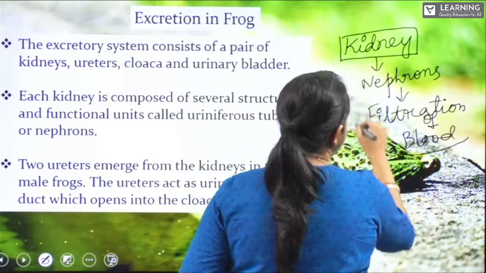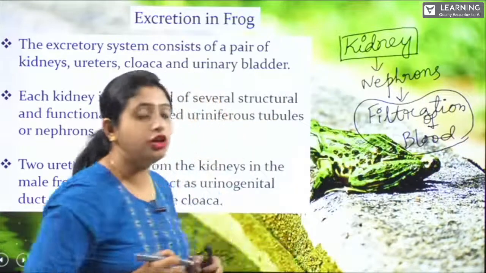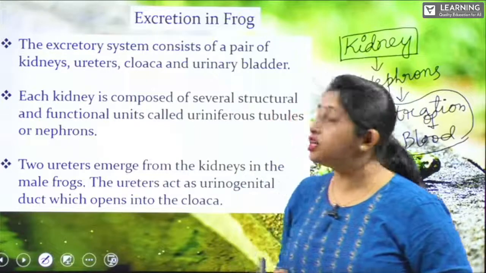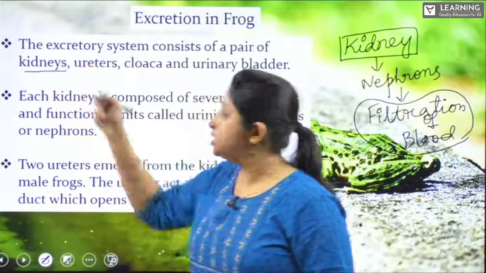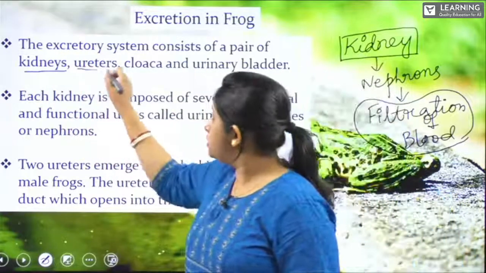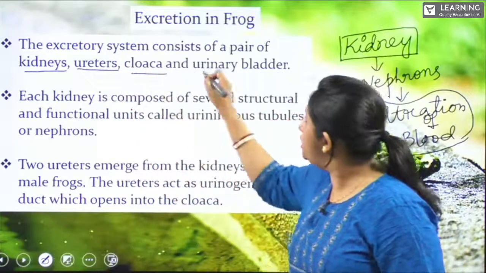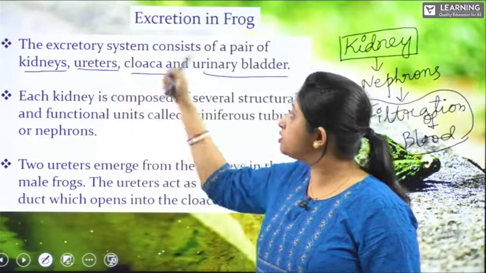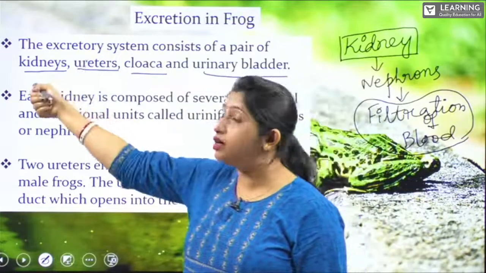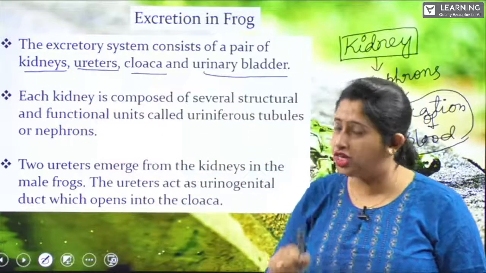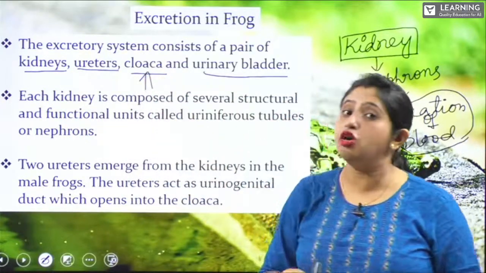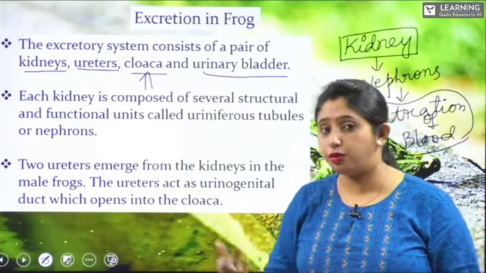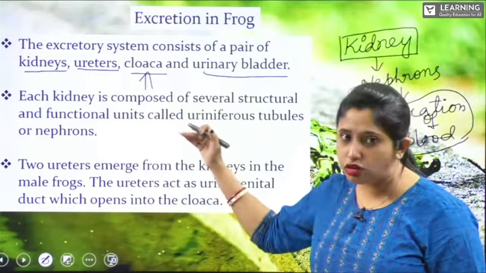So in the kidney, they have got nephrons, which are responsible for the filtration of blood. The excretory system consists of a pair of kidneys, then the uterus, then the cloaca and the urinary bladder. The cloaca is the single opening through which excretion, reproduction, everything takes place in the case of the frog.